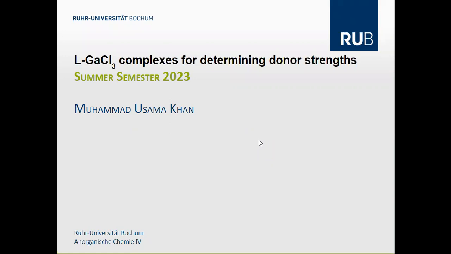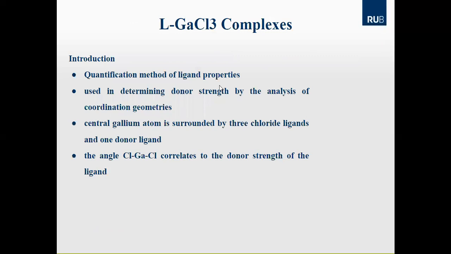Today we are going to discuss gallium chloride complexes for determining donor strength. There are various methods to quantify ligand properties, and the famous ones are the Tolman electronic parameter and proton affinity. And this is another method for the quantification of ligands. It is used to determine whether the ligand is a strong donor or a weak donor, and we do this by analyzing the geometry of the overall complex.